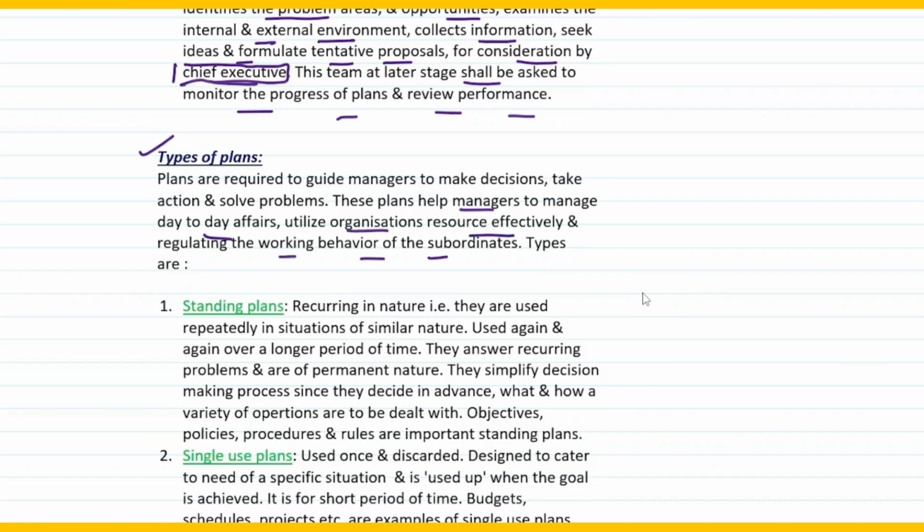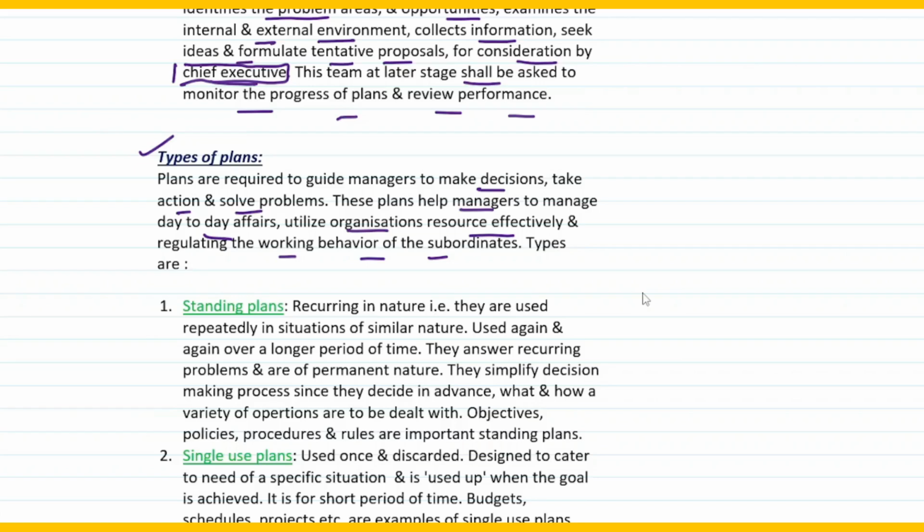Fine. So basically plans are required for what? To guide managers, right? So it should give you a platform for guiding the managers to make decisions, to take action and solve problems. These plans help managers to manage day-to-day affairs. So these managers, with the help of the plan, should be able to manage the day-to-day affairs. That's the routine working.